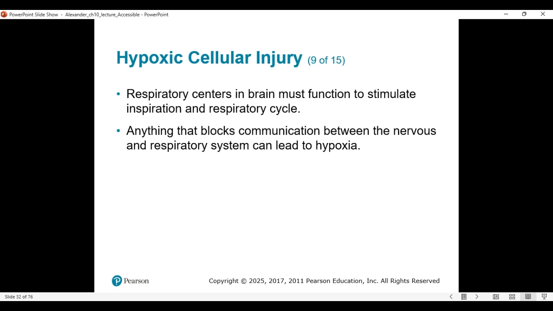The respiratory center in the brain must function to stimulate inspiration and respiratory cycle. As we've talked in the past, this is in the medulla oblongata. This is in the brainstem. And there are things that can block the communication. So anything that blocks the communication between the nerve and respiratory system can lead to hypoxia, right? If we're not breathing properly or at all, we're going to get hypoxic.